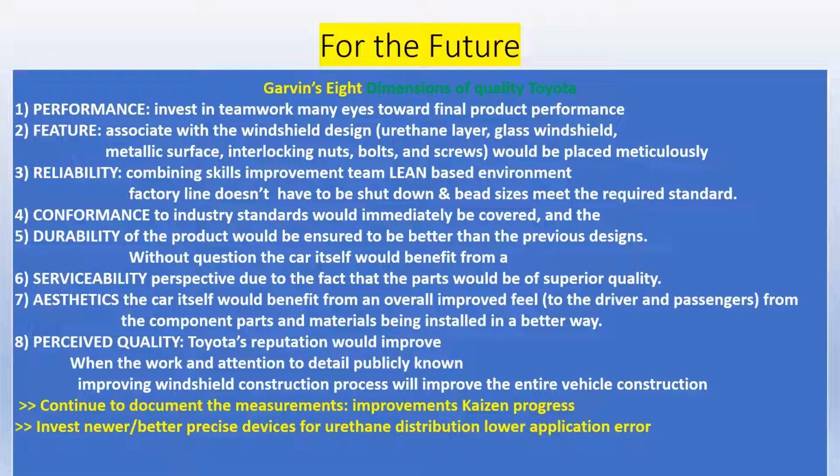For the future, all right, I tend to go in the direction of Garvin's dimensions of quality that Toyota would have to use. That is performance. Invest in teamwork, so that you have many eyes toward the final product performance. You would want to improve the features associated with the windshield design, that is urethane, glass windshield, metallic surfaces, interlocking nuts, bolts, and screws. Right, all of these components put together meticulously to make the features of the vehicle better. Reliability: combining skills, right, the improvement team creates a lean-based environment.